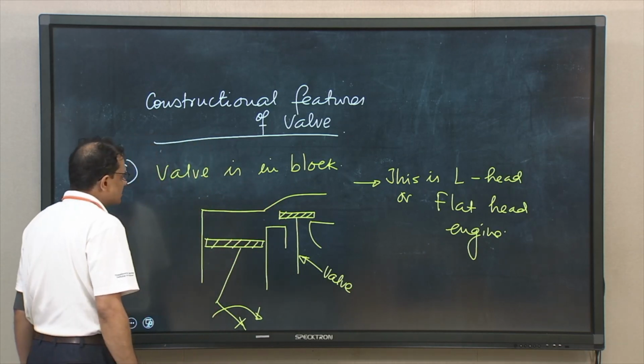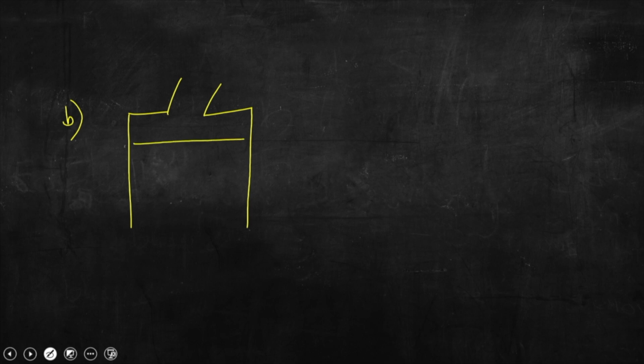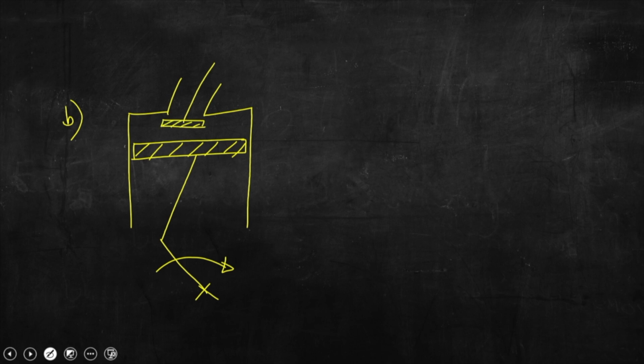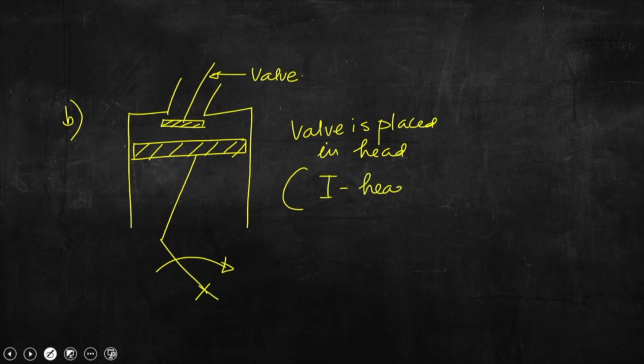If the valve is placed in the head, then if we draw second type, and if this is the valve, you can see the valve is placed in the head of the block or head of the engine, and this type of engine is known as I head engine. So, valve is placed in head and this is known as I head engine.